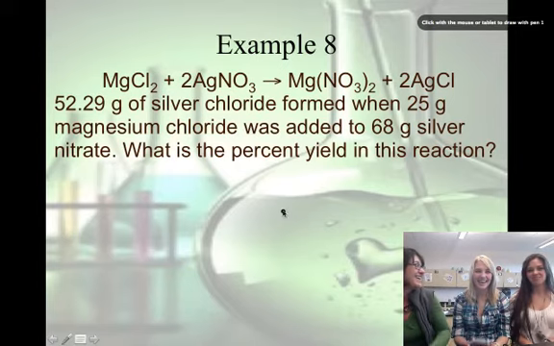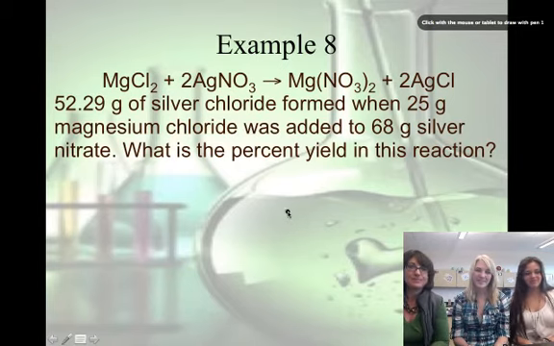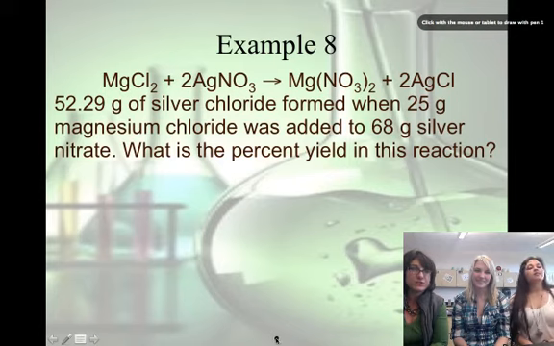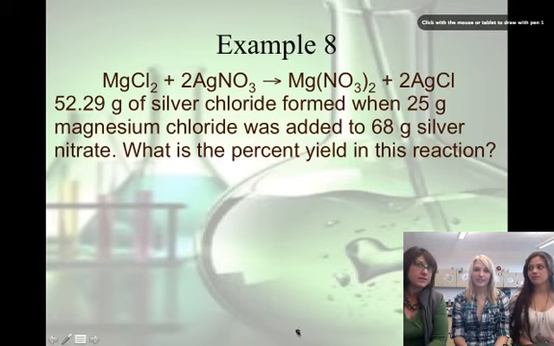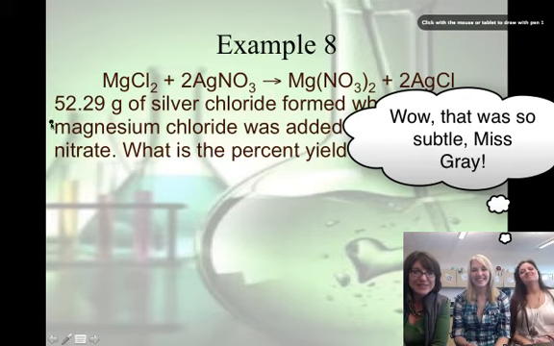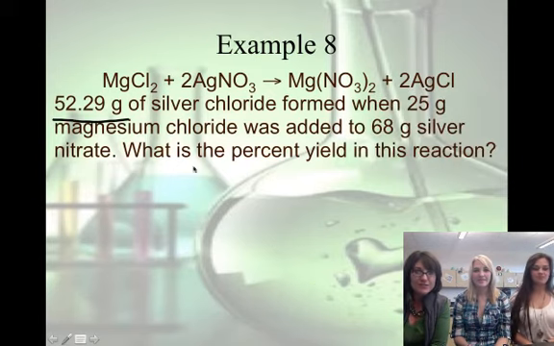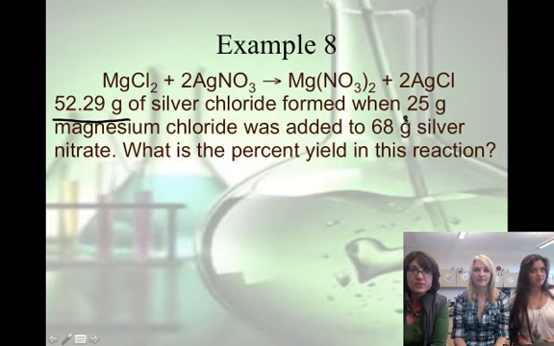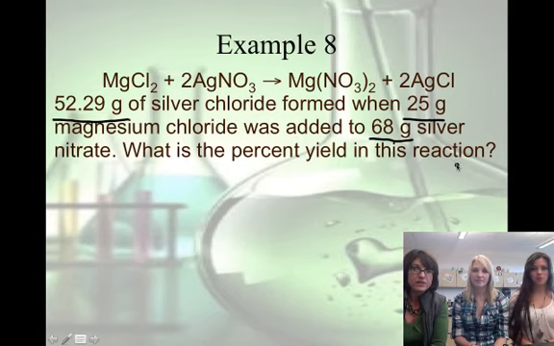Okay, let's do one more, because you might have to do something like this on your midterm. Hint, hint. All right, so we have 52.29 grams of silver chloride that forms when 25 grams of magnesium chloride was added to 68 grams of silver nitrate. What is the percent yield in this reaction?